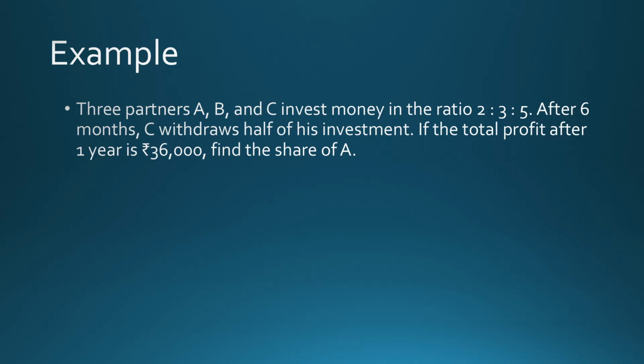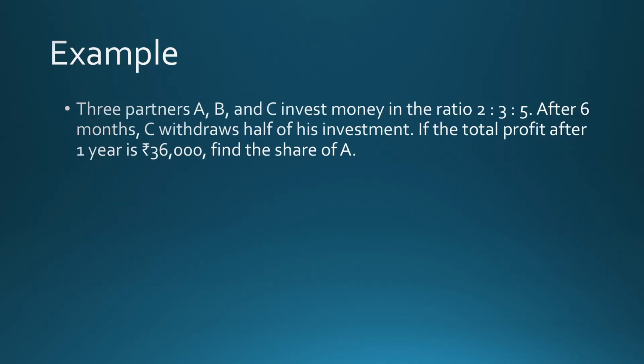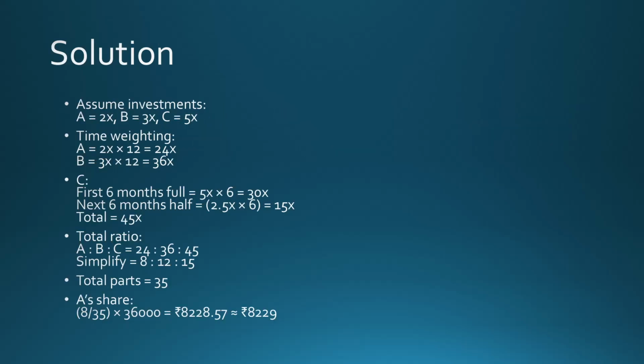So share of A, B and C will be in the ratio of their investment. So we have to find the ratio of their investment. Accordingly, we can find the ratio of their profit or the profit share of each one of them. So let's say, again now since the ratio is given 2:3:5, we take the common multiplier x. So their initial investment will become how much? A equal to 2x, B equal to 3x, C equal to 5x.